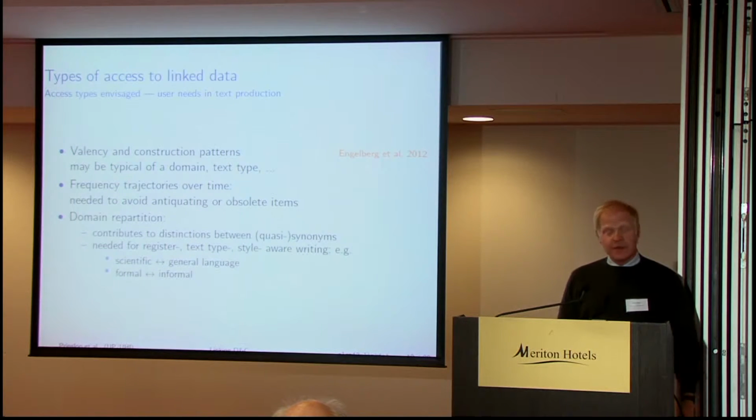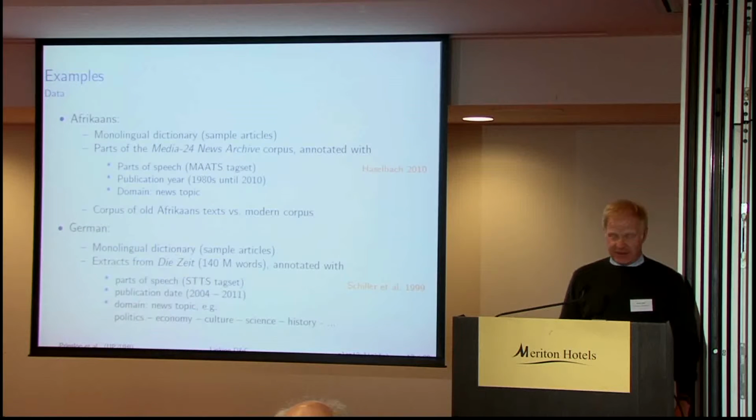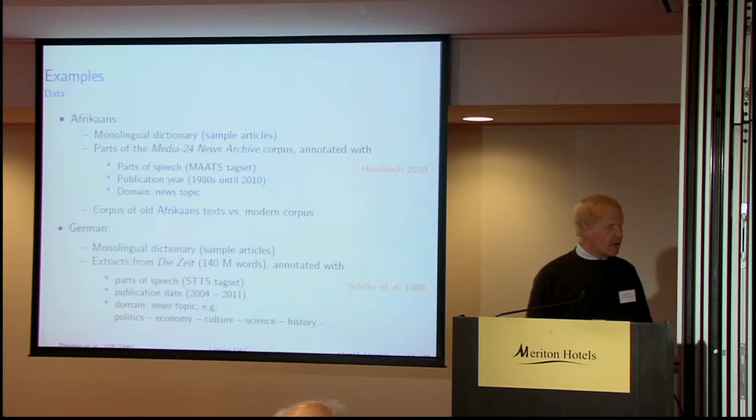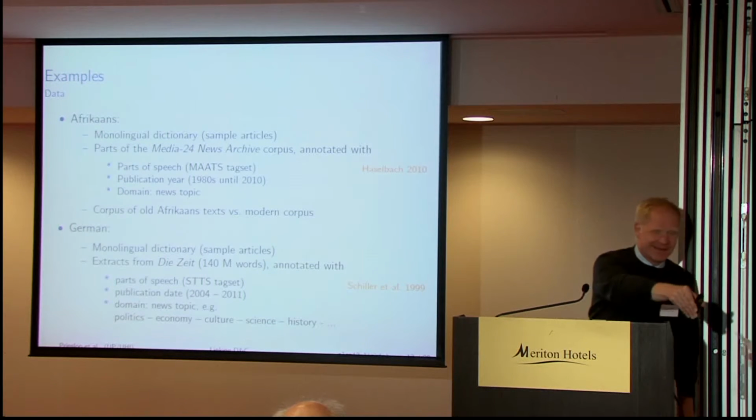Examples which have been dealt with by other people include valency and construction patterns. So there is a recent paper by Stefan Engelberg and collaborators on the distribution of valency patterns of certain verbs across text types, domains, and genres. And we will focus, for example, on domain repetition and frequency trajectories. The examples come from both Afrikaans and German, and I hand over to Danie Prinsloo, who will give you more details about these examples.